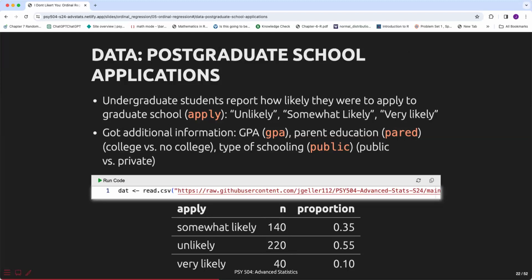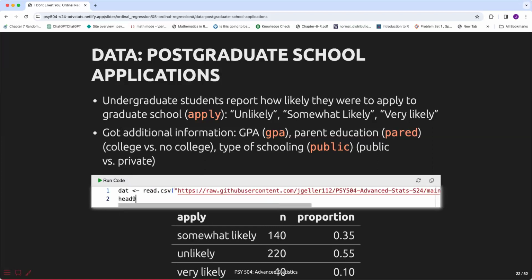So it's an ordered variable: unlikely, somewhat likely, very likely. What we're going to do is go over several different variables to see how they relate to likelihood of applying. We're going to look at GPA, parent education, and then type of schooling. We're going to use WebR again so you guys can follow along with me. So we can just click on the code and hopefully this runs the data set.